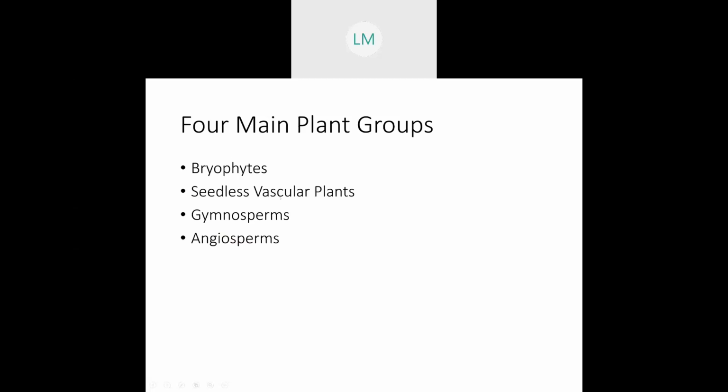We have our seedless vascular plants. These are things like ferns. And then these 2 groups down here are seed plants, gymnosperms and angiosperms. And we'll talk about those two groups when we get there. But basically, gymnosperms are mostly things like conifers, so pine trees, things like that. And then angiosperms are all of our flowering plants.